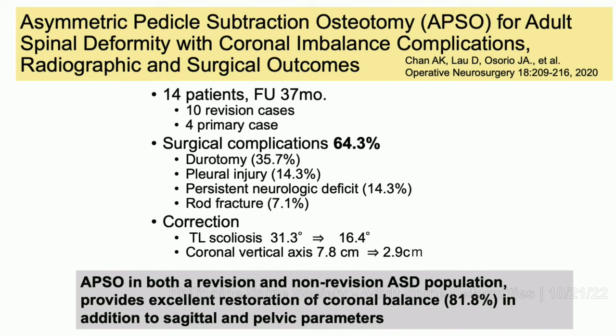Regarding the surgical method, Cham presented a asymmetrical PSO for coronal imbalance treated surgically in 14 patients. He could achieve excellent restoration of coronal imbalance. However, the complication rate was high, 64.3% of patients.